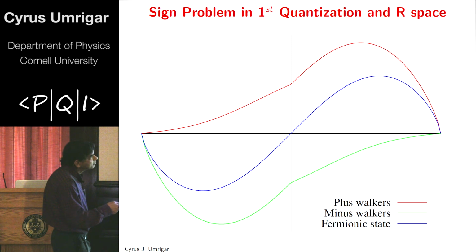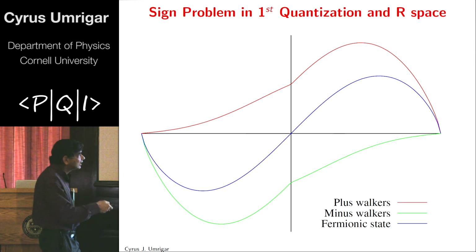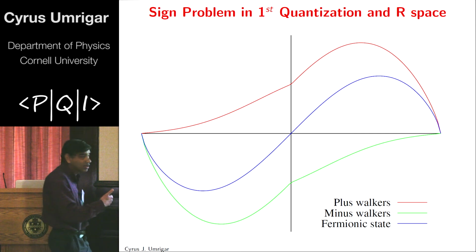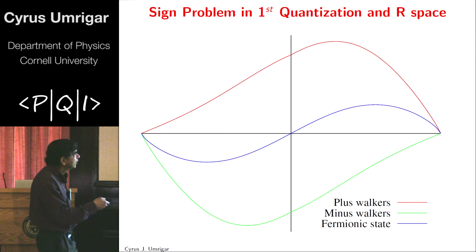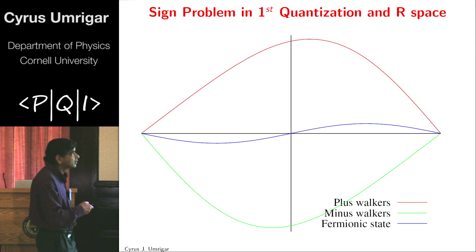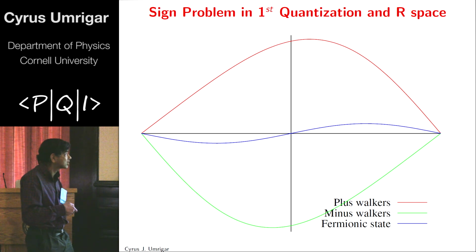So if I did a deterministic evolution, each of my positive distributions and my negative distributions would tend towards my bosonic ground state distribution. And when I add the two together, I would get a fermionic distribution that approaches the true fermionic distribution. If I evolve this further, this is what happens. If I evolve it further, this is what happens. And this difference converges to the fermionic wave function, which is what I'm interested in.